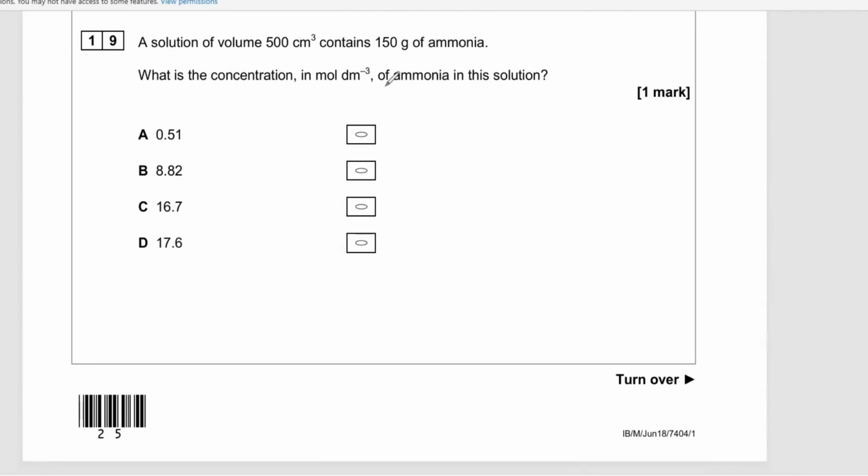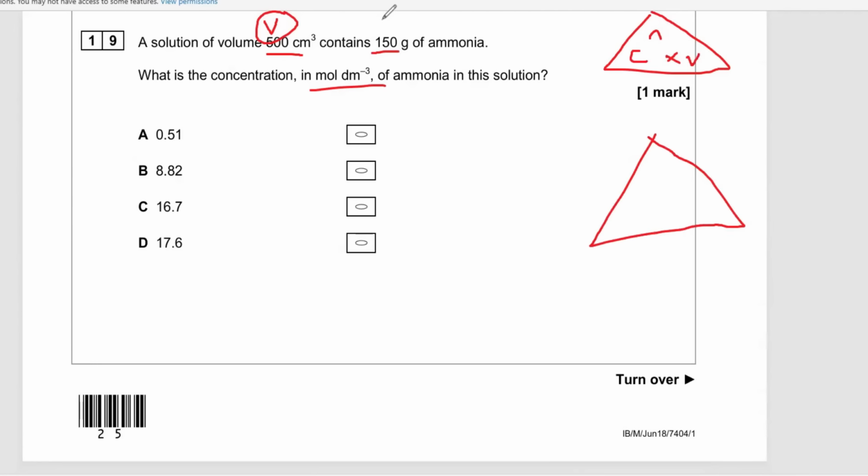Right. 19. A solution with a volume 500 centimeter cube contains 150 grams of ammonia. So we got the volume. What's the concentration? We want the conc. So we definitely need n over c times v, but they've also given us mass. So immediately your brain should trigger mass over Mr times moles.